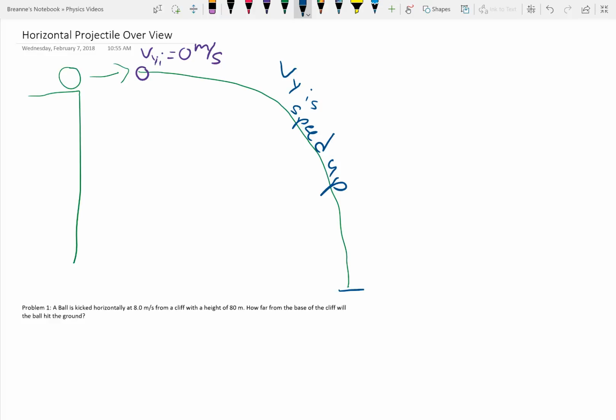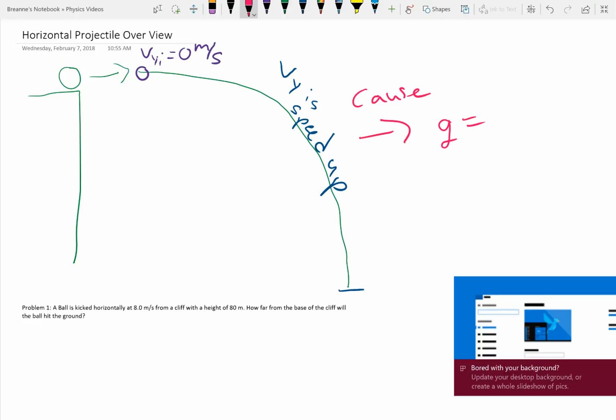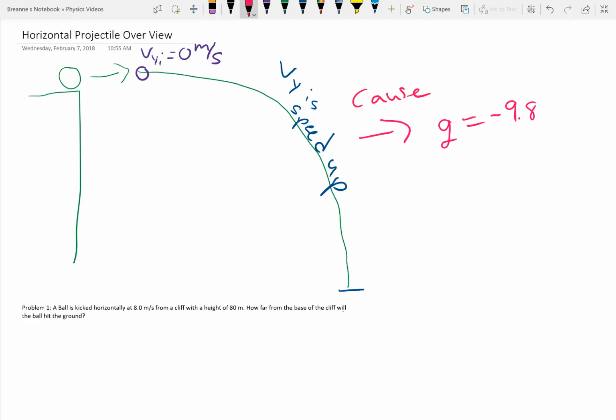Now, what's causing your Vy to speed up? Very good. What causes it to speed up is our acceleration due to gravity. Since we're on Earth, it is negative 9.8 meters per second squared. That negative is just telling you direction, and since it's negative, that direction is down. So that's why your velocity in the y is speeding up.